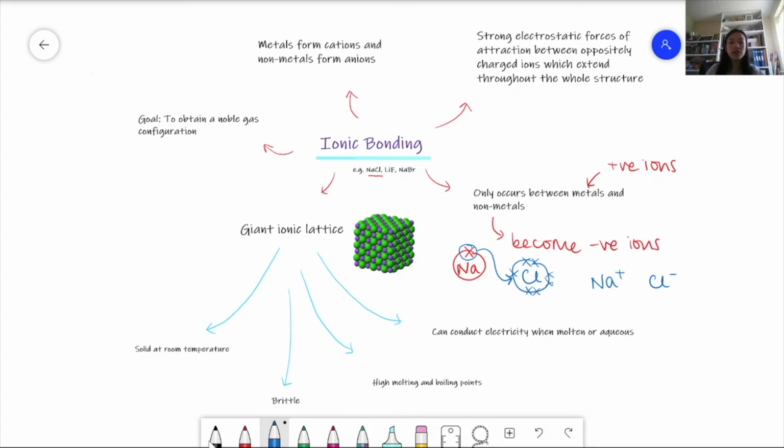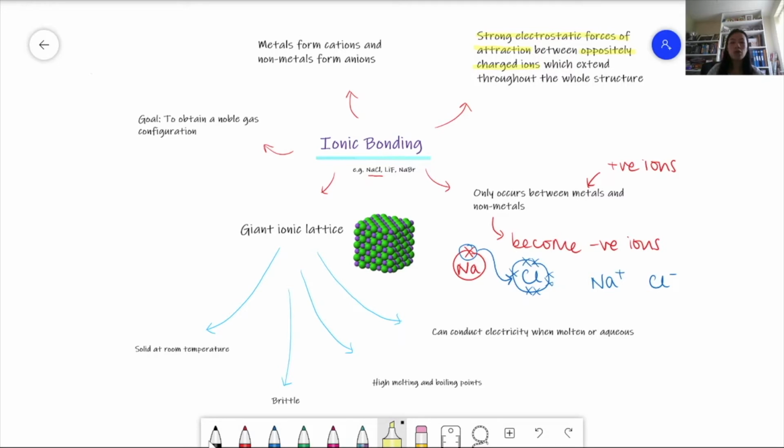Also, there are strong electrostatic forces of attraction between oppositely charged ions, which extend throughout the whole structure. And it's really important to get the wording right. So it's very strong electrostatic forces of attraction, and you have to include between oppositely charged ions and not particles, because all of the particles in the structure are ions, so you need to be really specific. And I always like to put which extend throughout the whole structure, just to say the whole thing is strong and the attractive forces are in the whole entire thing and not just in a little bit of it.